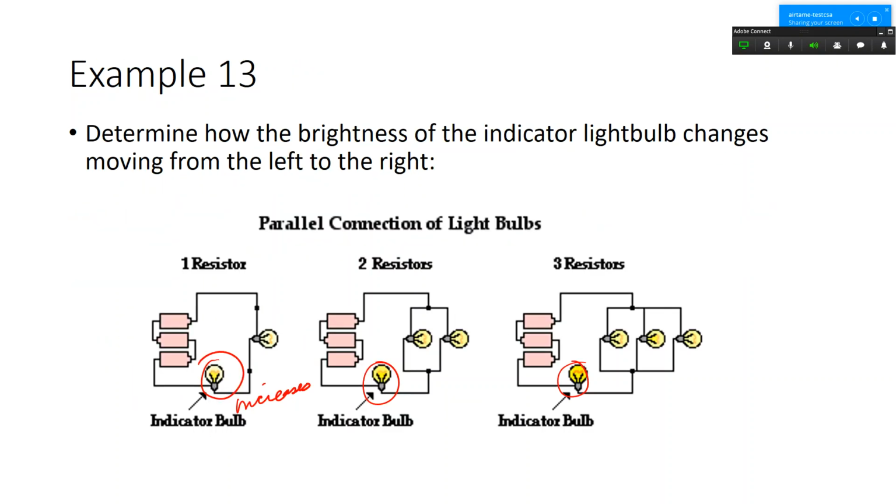I have a follow-up question for you. What's happening to this light bulb as you add more and more? Right, so let's assume that that's always the same light bulb there. What's happening to that light bulb as you add more light bulbs in parallel? Stays the same, exactly, right? So this one stays the same.